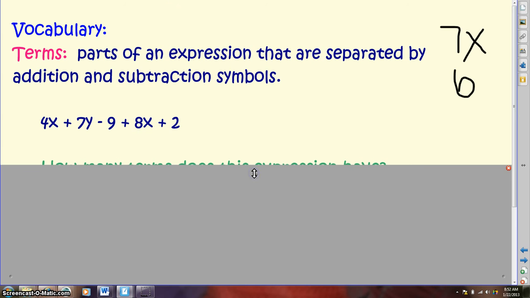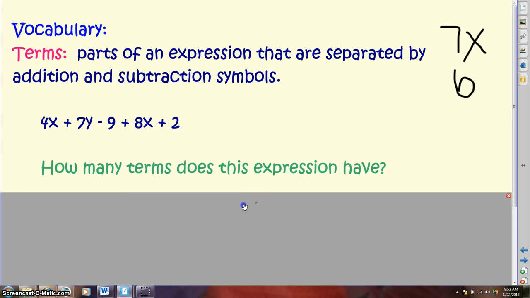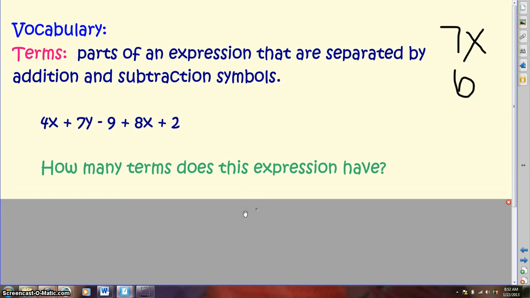So when we look at an expression like this one, how many terms does this expression have? So we start counting, and each time we get to a plus or a minus sign, we count a new term. So this one would have 1, 2, 3, 4, 5 terms. That expression has 5 terms.